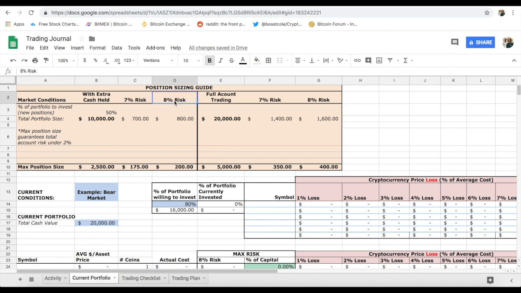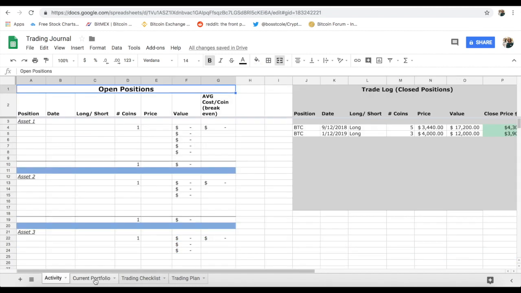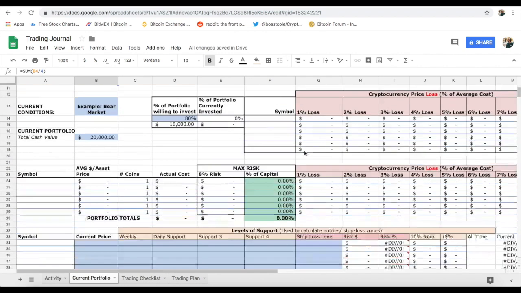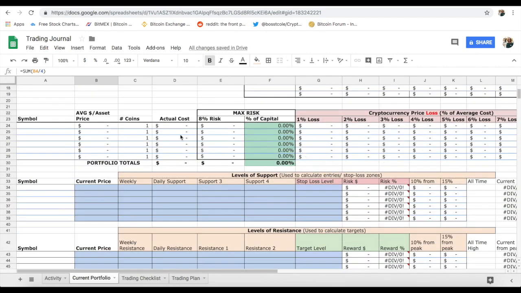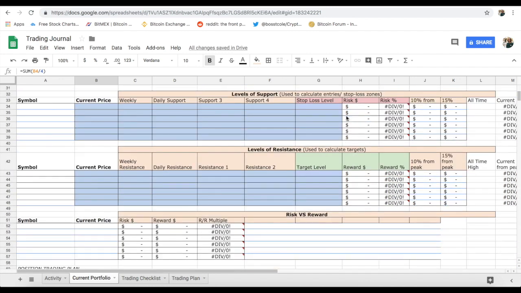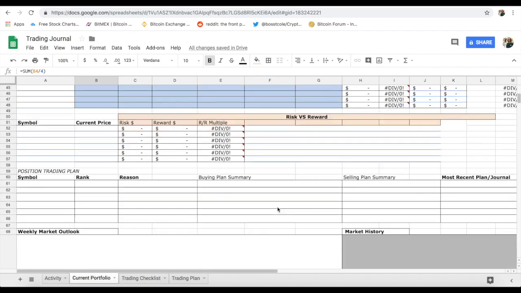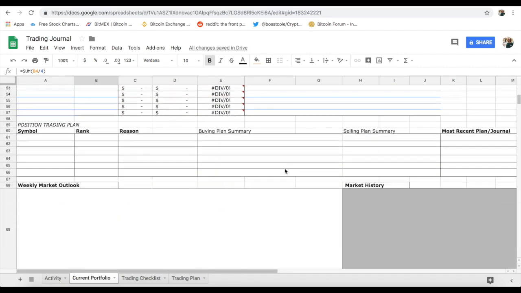Maybe you take a lot of 20% moves. You just need to make sure that your number here is a lot smaller. All right, and then we've got the current portfolio, which is empty at the moment because I haven't added in the trades, which I will shortly. Then we've got some more information here, levels of support, resistance. You can see a lot of blue here, so this is for you to enter yourself. Risk reward stuff, trading plans.